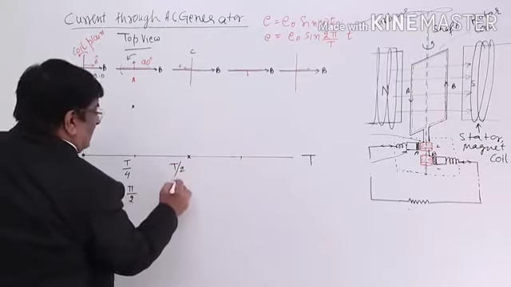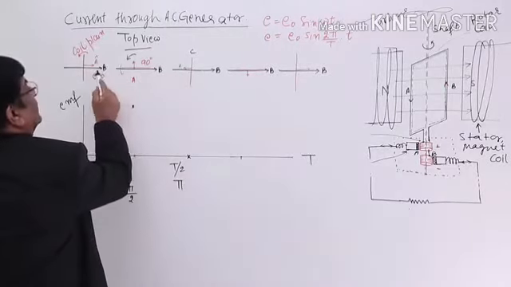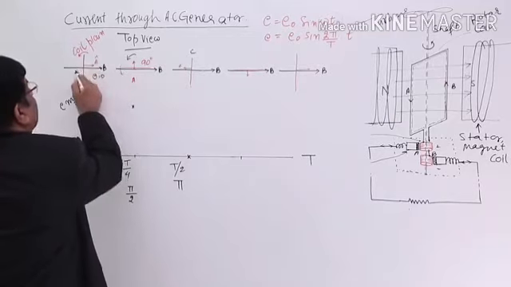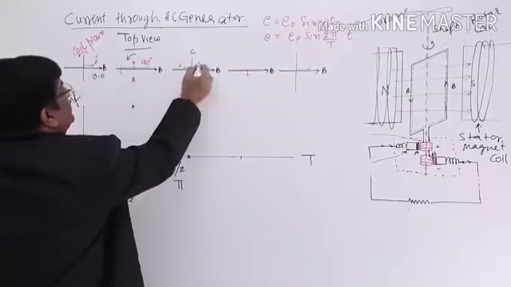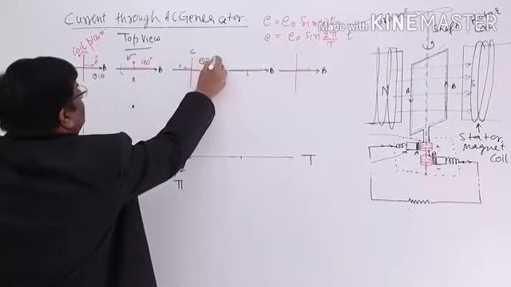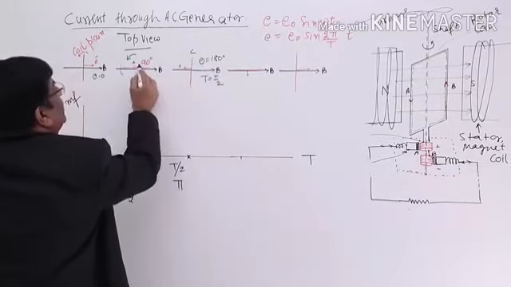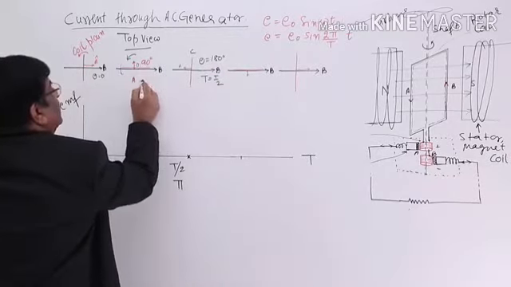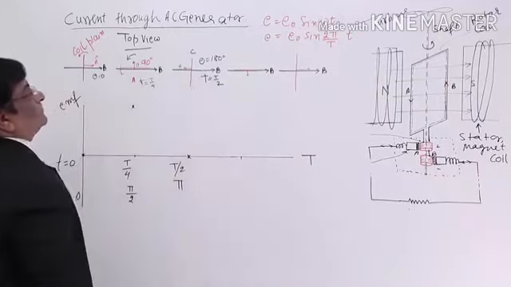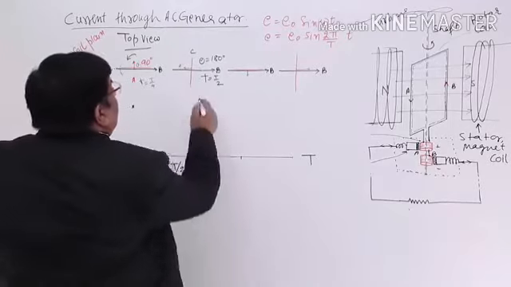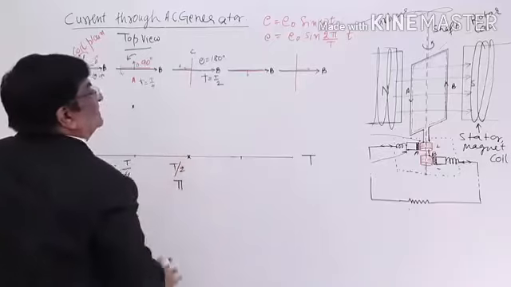In pi, the rotation starts from here, and how much has it rotated? 90 and 90, that is 180. Here, theta is equal to 180 degrees, time is equal to T by 2. Here, theta is equal to 90, time is equal to T by 4. Here this is 180, and when it is 180, E is 0.